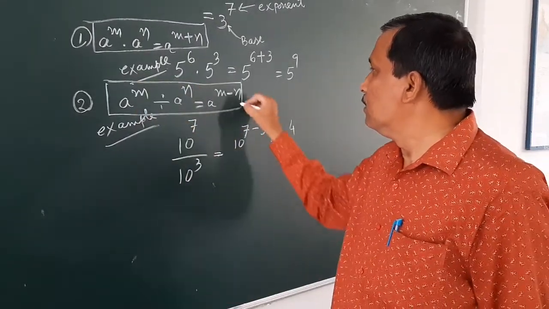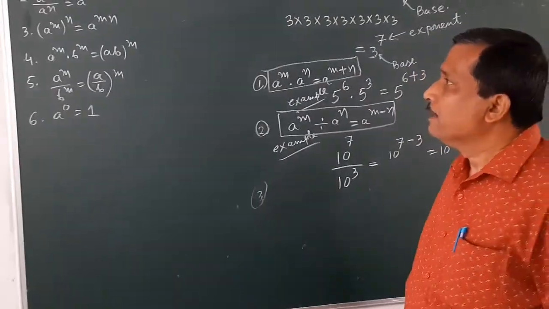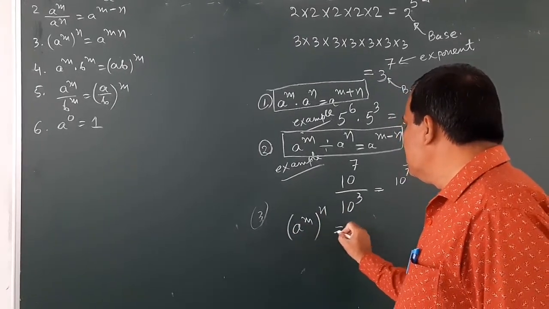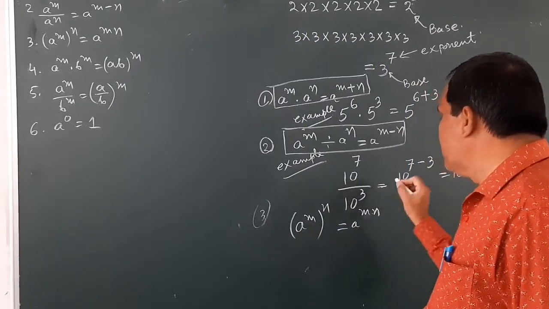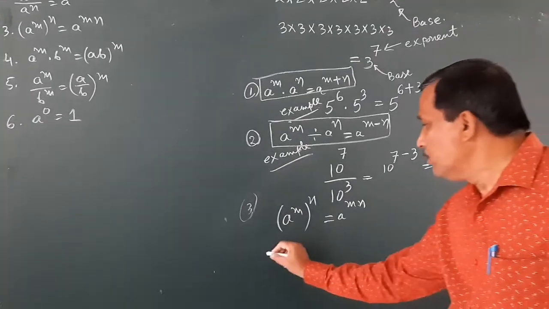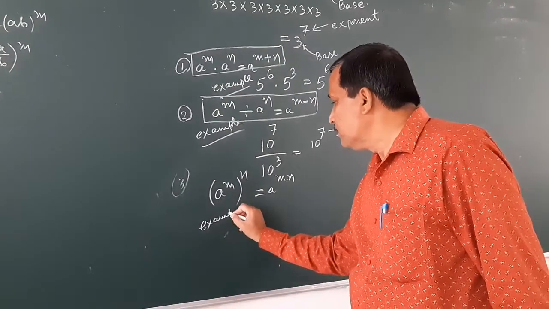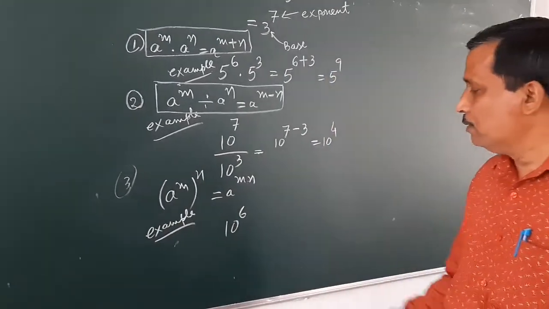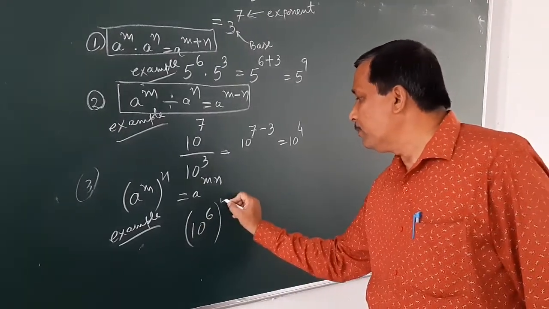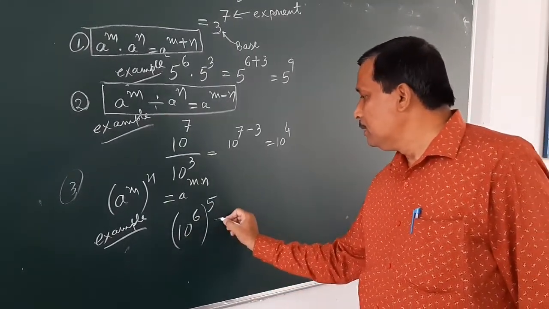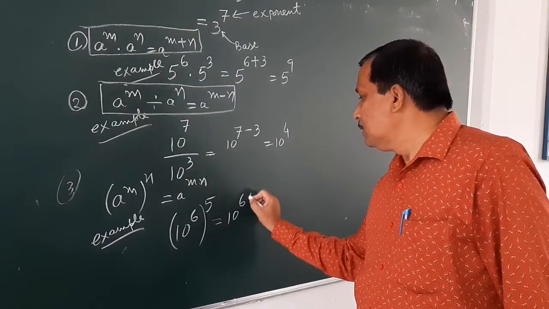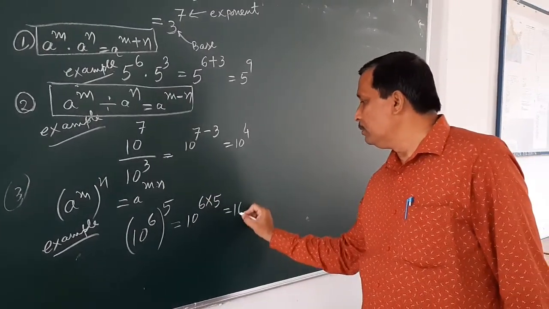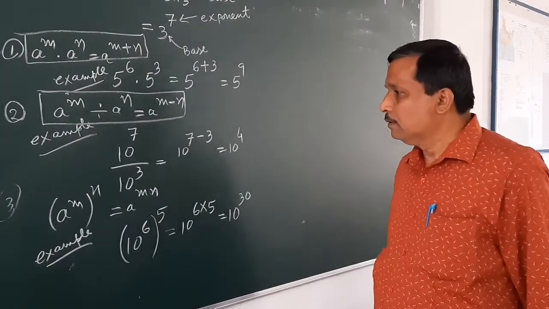Then third law is, suppose a to the power m whole to the power n is equal to a to the power m into n. Suppose you are taking one example, 10 to the power 6 whole to the power 5. Now the base is same, so the powers are multiplied. So 6 into 5, that is 10 to the power 30. Okay, this is the third law.